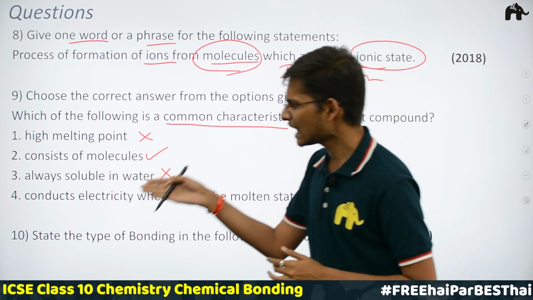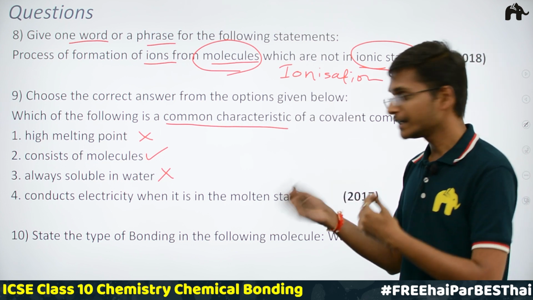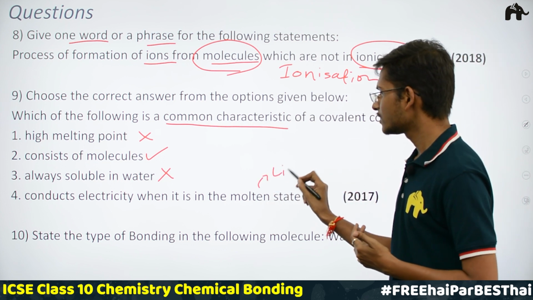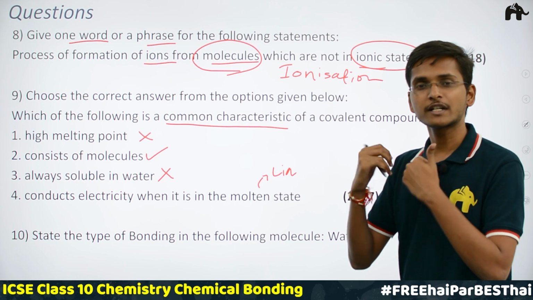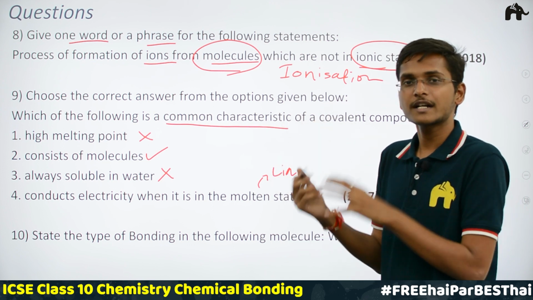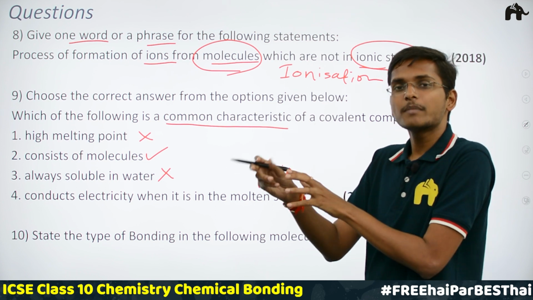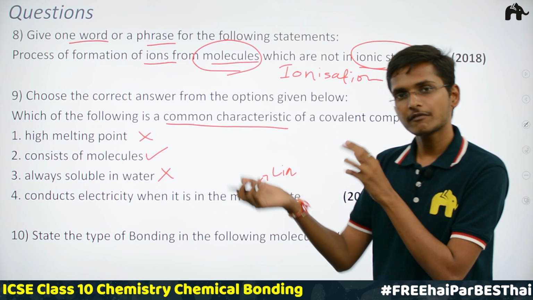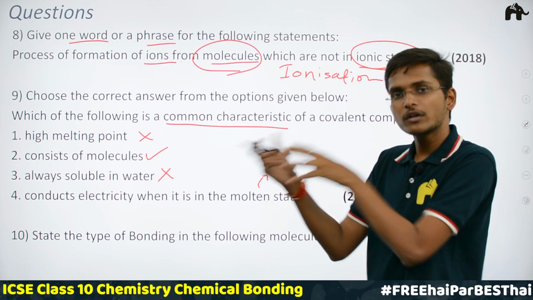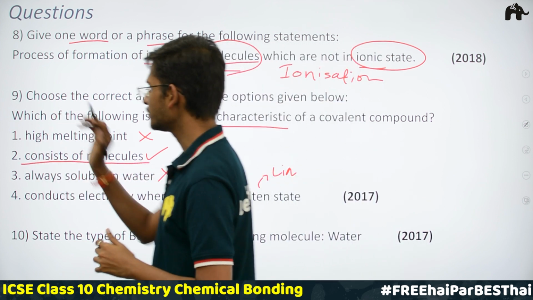And conducts electricity when it is in the molten state. Absolutely not. They don't conduct. Molten means liquid state, right? So we know that covalent compounds don't conduct electricity in solid, liquid and gaseous state. Okay, they only conduct electricity when the polar covalent compounds are added in water. The aqueous solution of polar covalent compounds only conducts electricity. Okay, so our right answer is consists of molecules.